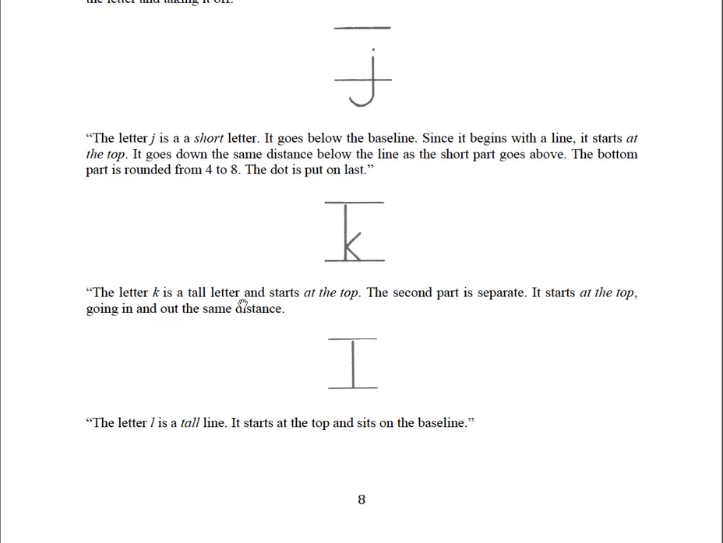The letter K is a tall letter and starts at the top. The second part is separate. It starts at the top, going in and out the same distance. The letter L is a tall line. It starts at the top. Notice, don't quite touch the line, and sets on the baseline.